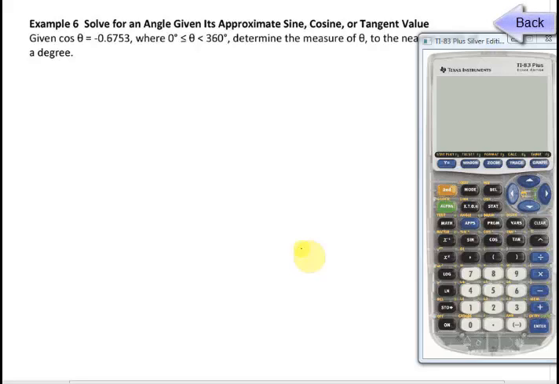Okay, so example number 6, solve for an angle given its approximate sine, cosine, or tangent value. Okay, so we are looking for something that's approximate, which means that we're not using our special angles. That will mean that you will be using your calculator, so you'll need to pull that out. And just a reminder to be sure that your calculator is in degree mode. Okay, so let's get started.